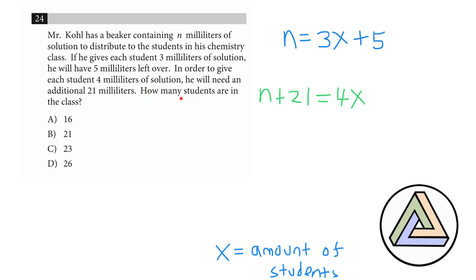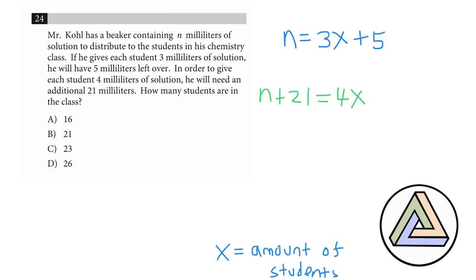So now we want to know how many students are in the class. Well, that's a matter of solving for x. This is a system of equations. This is already perfectly set up for substitution. N equals 3x plus 5. So I could replace this n with 3x plus 5. I'm going to do that right now because really we want to solve for x, right? We want to know how many students are in the class, also known as what is x, the amount of students.